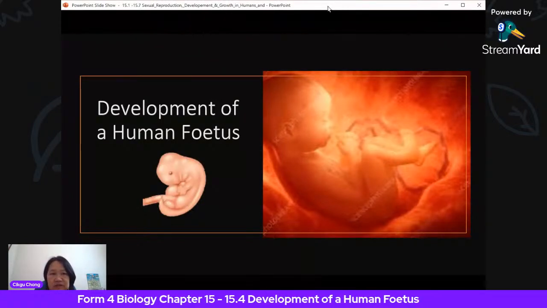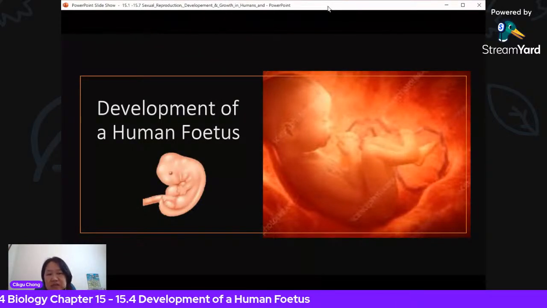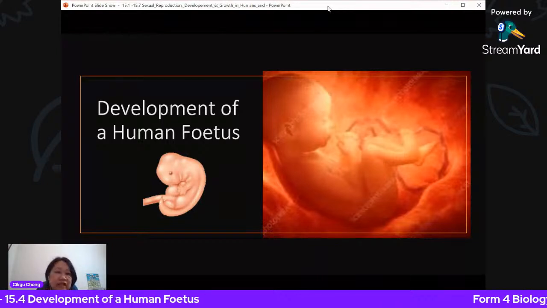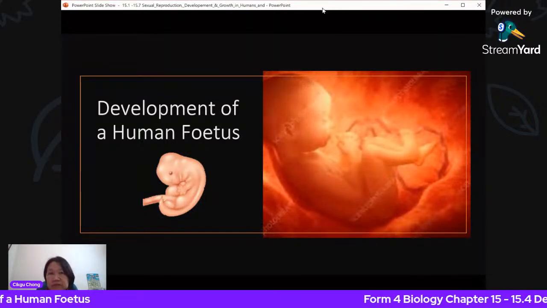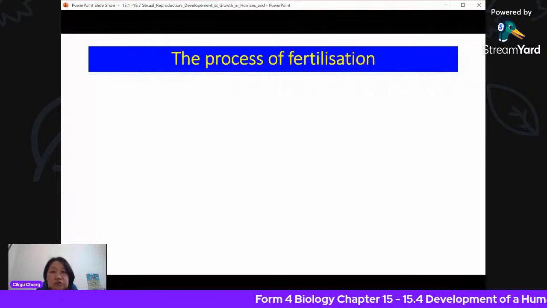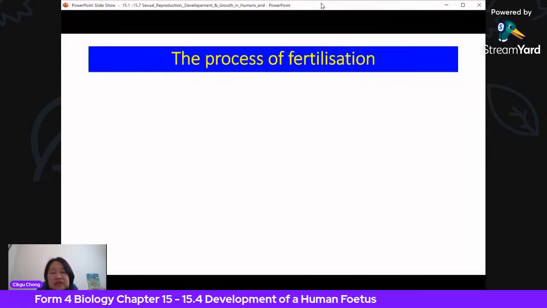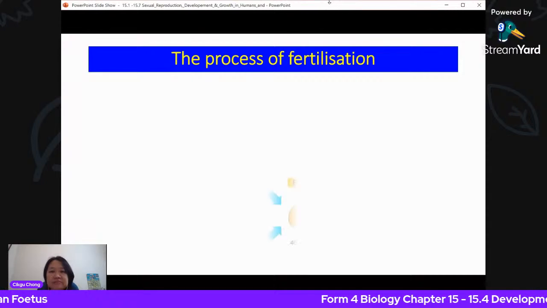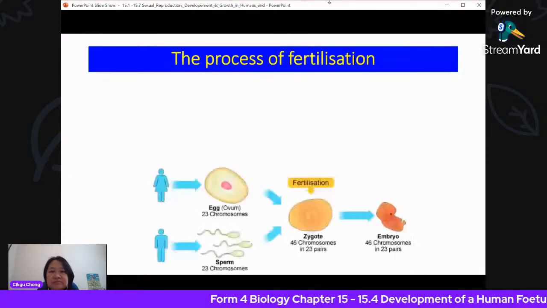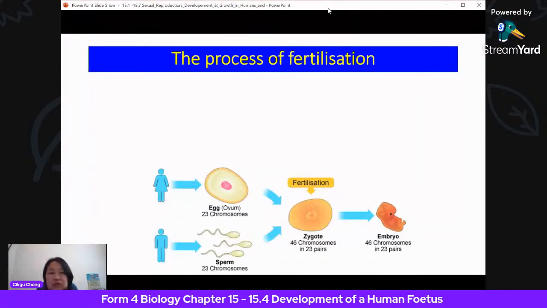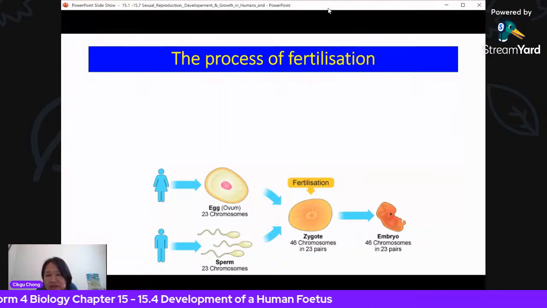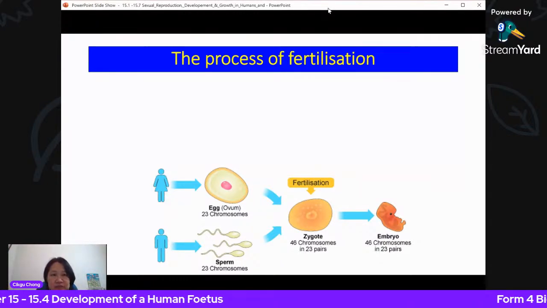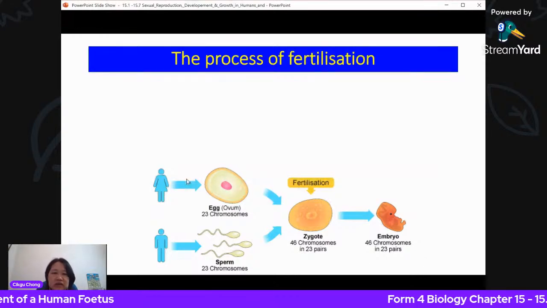So this is the human fetus. Later on, I'll explain the difference between a fetus and an embryo. First of all, let's look at the formation. As you know, fertilization first has to happen. You have the ovum released into the fallopian tube, and a sperm swims up the fallopian tube, so there will be fertilization. As you learned this in Form 4 and in your lower forms, here is the diagram which shows the fertilization.